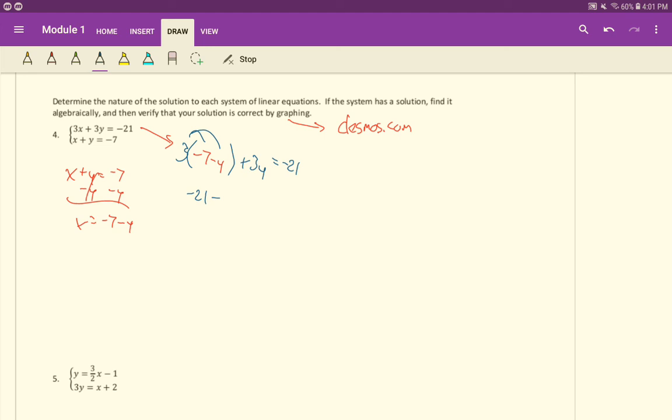Whoops, I can't read my own handwriting here. Negative 3 times minus y is minus 3y. Plus 3y equals negative 21. Okay, and look at that. The 3y's cancel. We have negative 21 equals negative 21. In other words, what kind of solution do we have here? 1, none, or infinitely many? We have infinite. Because we end up with this equation that's always true.